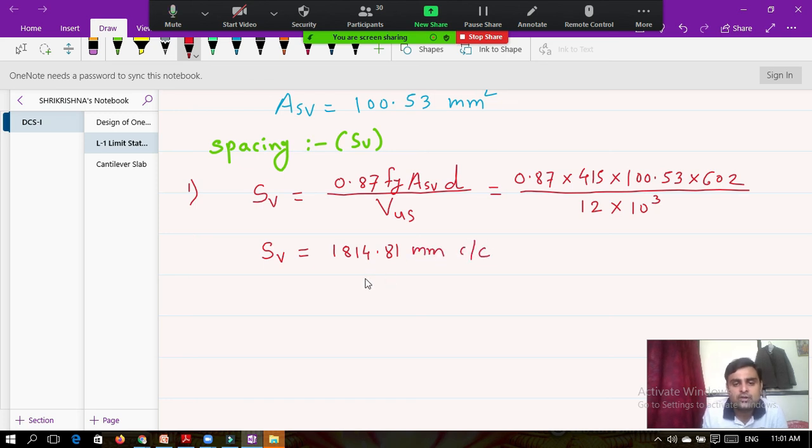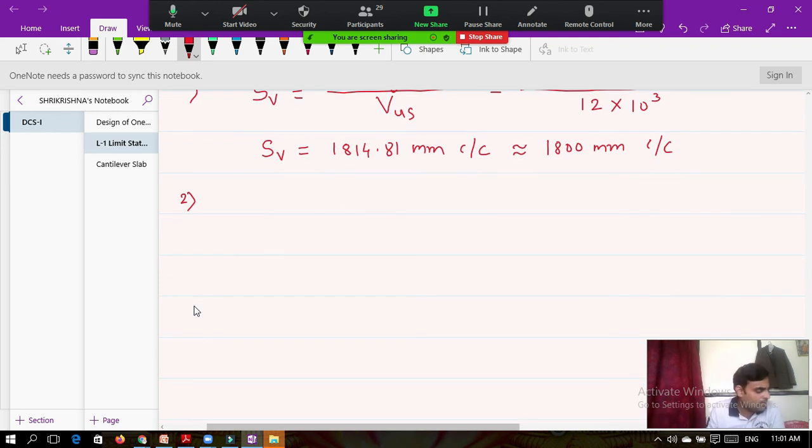Center to center. So this is the spacing which we have got from this formula for this beam. This is the first case. We can reduce the spacing now, so we will reduce it to 1800 mm center to center. Now after this we will calculate the spacing by the second formula.